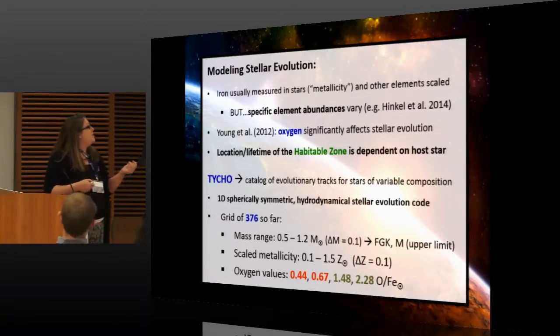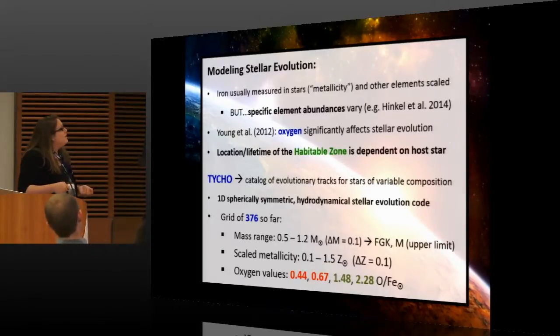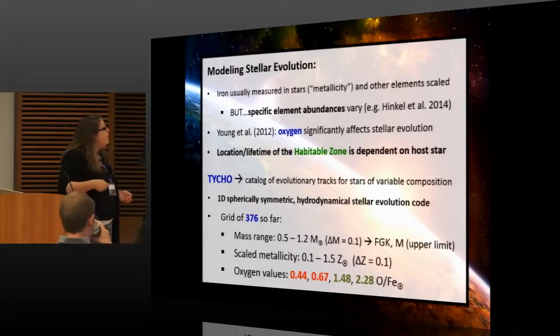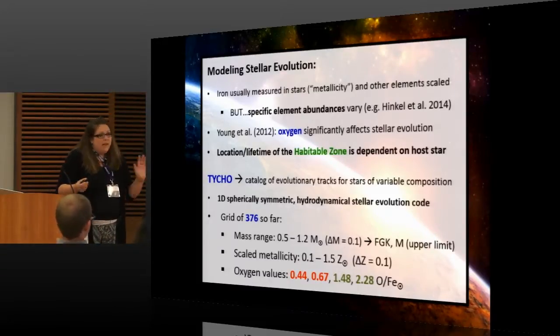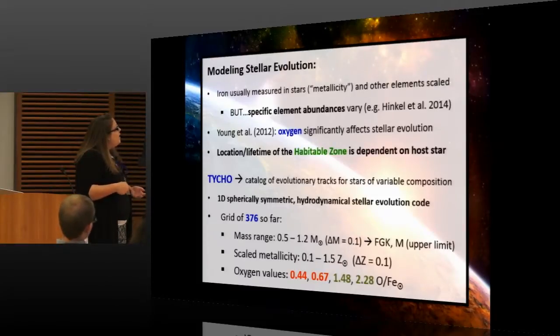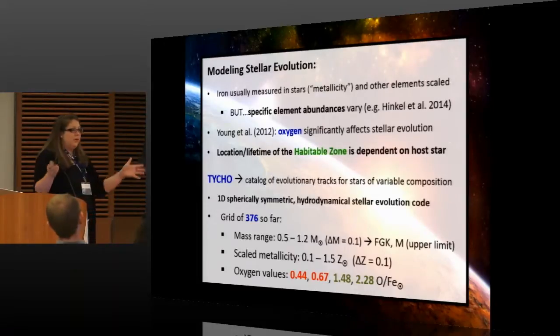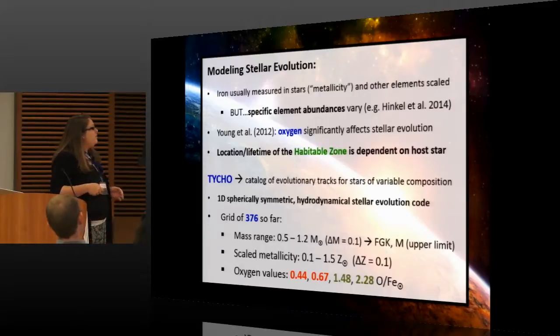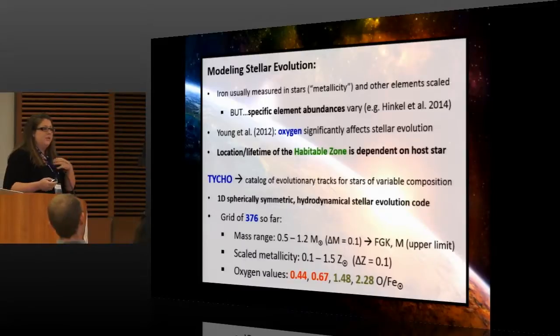So what I've been doing is using the stellar evolution code Tycho. I've been creating a big catalog of all these different kinds of stars, evolutionary tracks, for different compositions. I've made a grid of 376 so far, with masses between 0.5 and 1.2, so kind of sun-like mass stars, at different metallicities. That's just the solar abundance value scaled. And then for oxygen values, I have 2 depleted values and 2 enriched values, and those are based on actual observations of nearby stars.